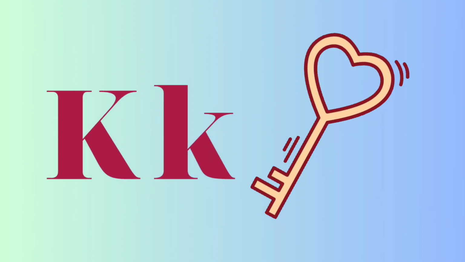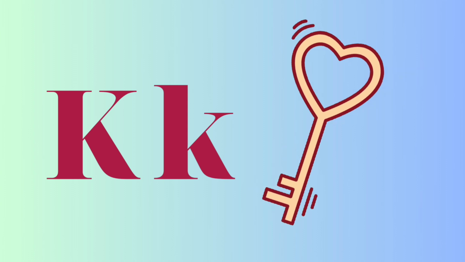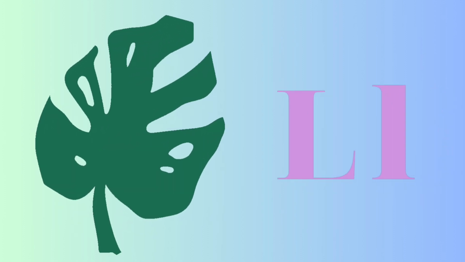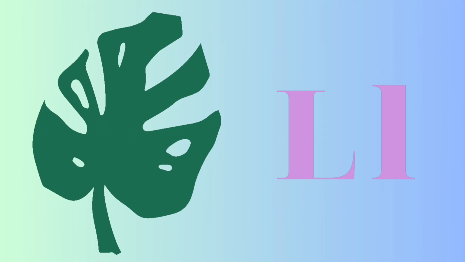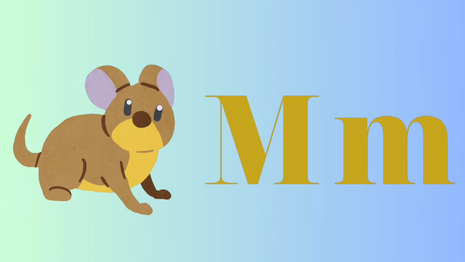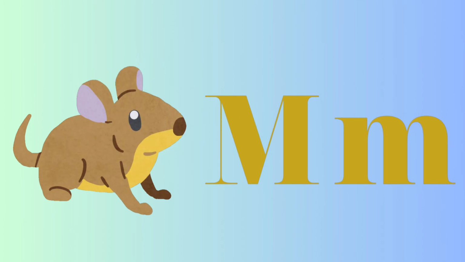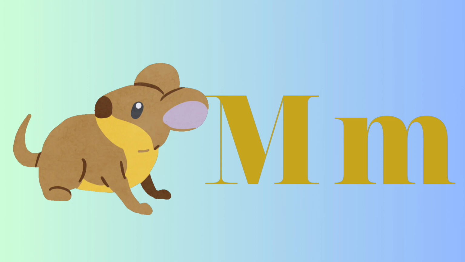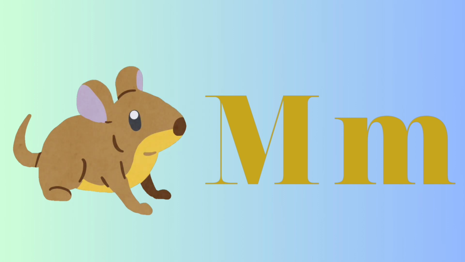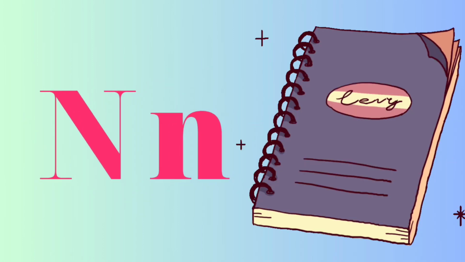Key. K is for key. Leaf. L is for leaf. L, leaf. Mouse. M is for mouse. Notebook. N is for notebook.